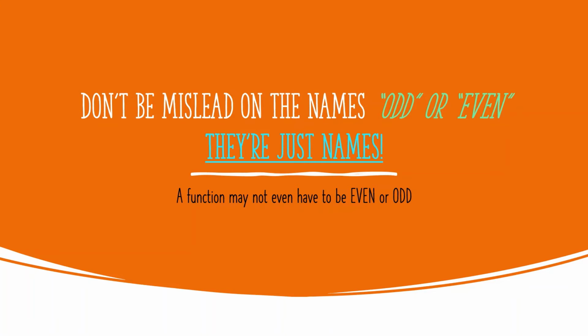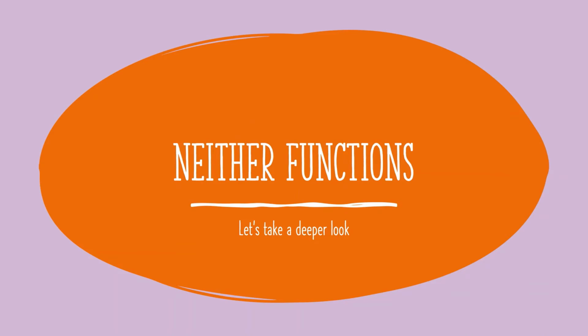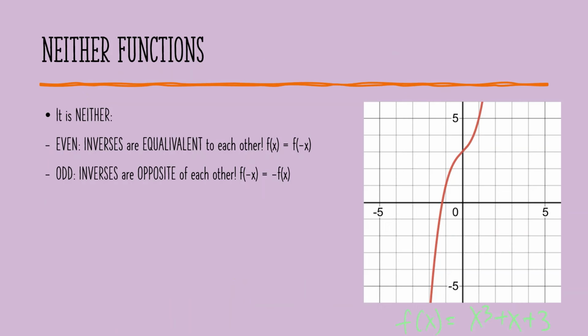A quick reminder: don't be misled by the names odd or even. They're just names. A function may not even have to be even or odd. They can be neither functions. Let's take a deeper look. Neither functions. It is as simple as it sounds. It is neither even, where inverses are equivalent to each other, f of x equals f of negative x, or odd, when inverses are opposite of each other, f of negative x equals negative f of x.